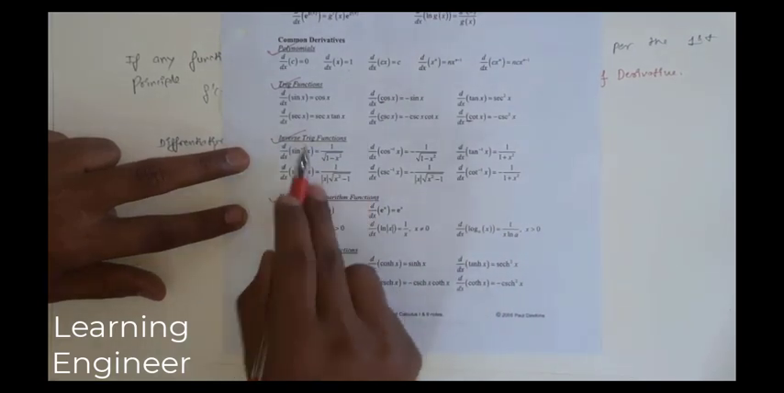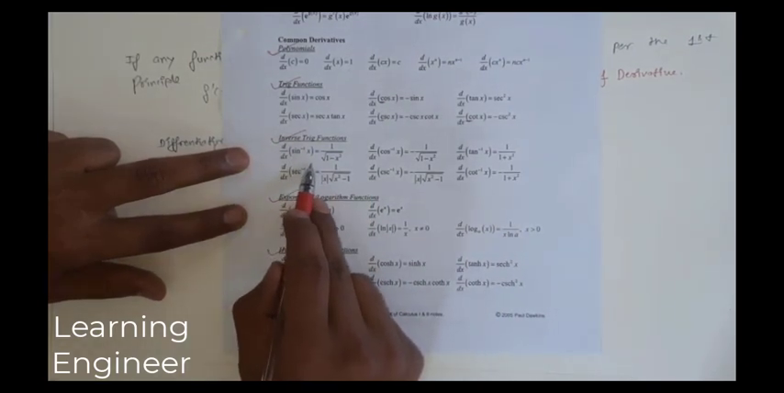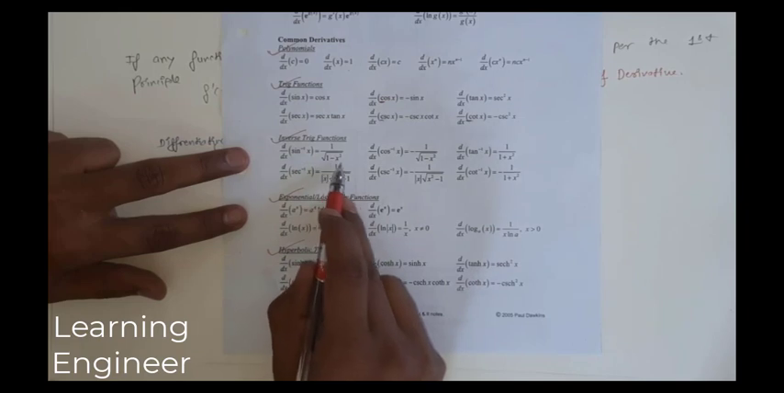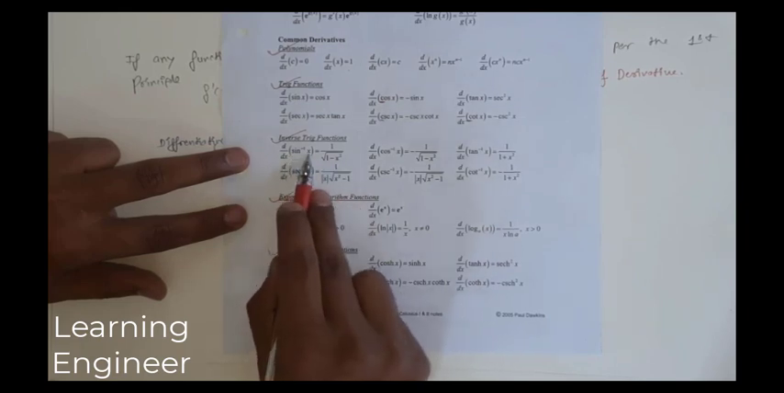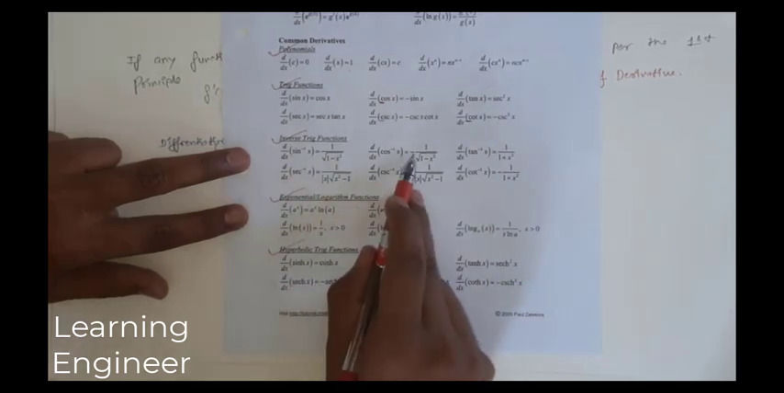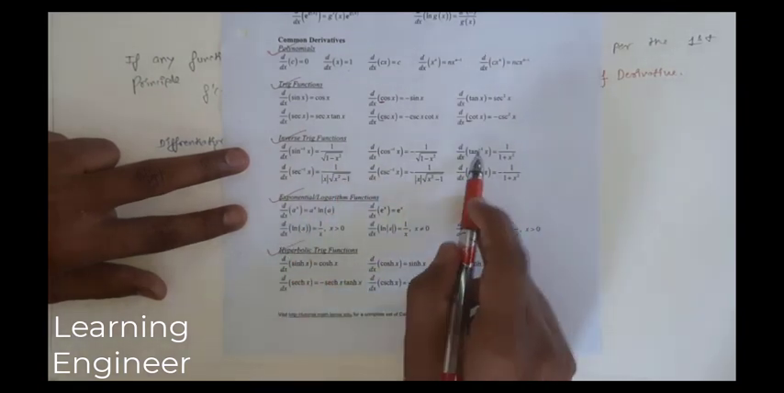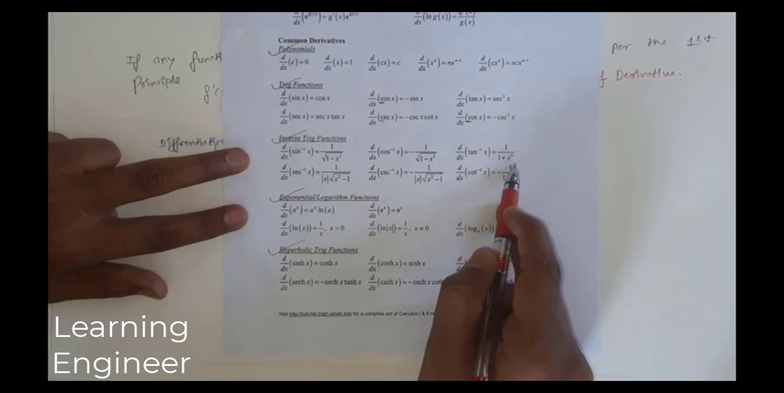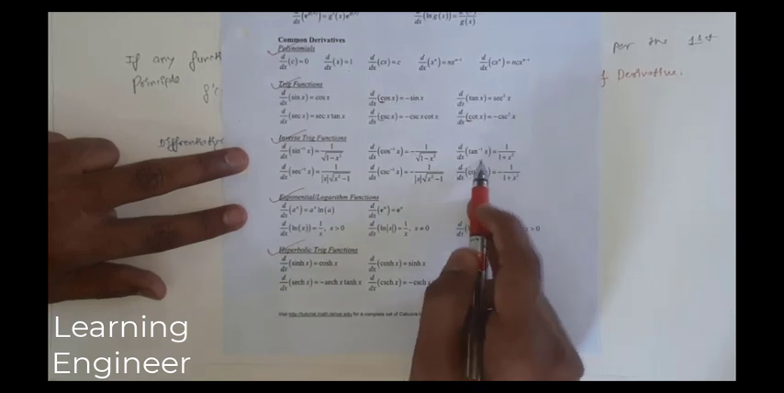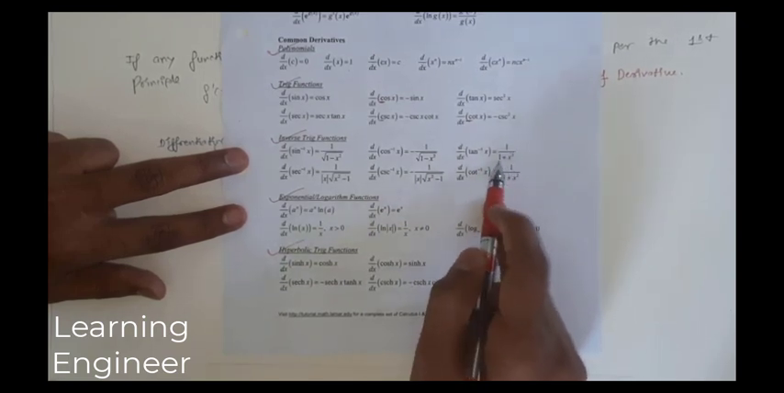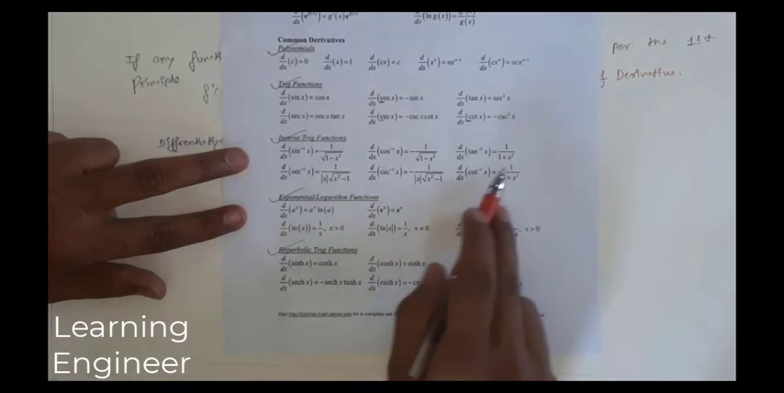Then inverse trigonometric functions. The derivative of sin inverse x is 1 upon under root 1 minus x square. For cos inverse, we simply have to put a minus sign over here, starting with c, minus sign. So like that we can remember. Tan inverse is 1 upon 1 plus x square, a standard formula. The derivative of tan inverse x is 1 upon 1 plus x square.